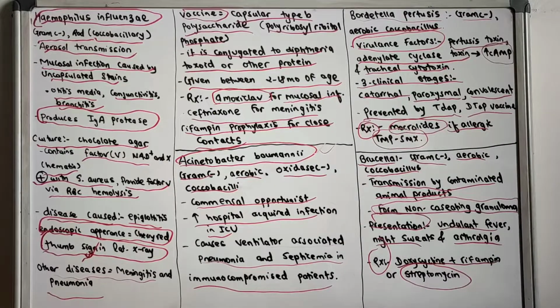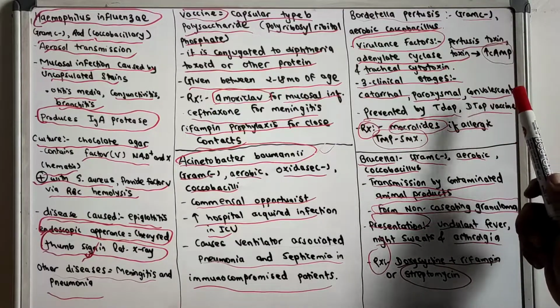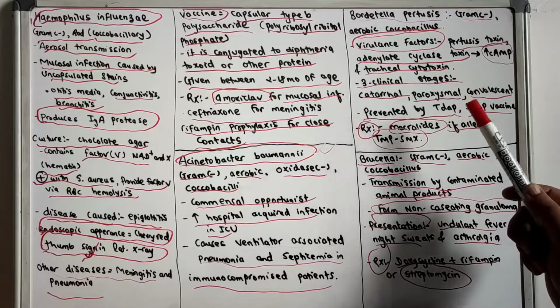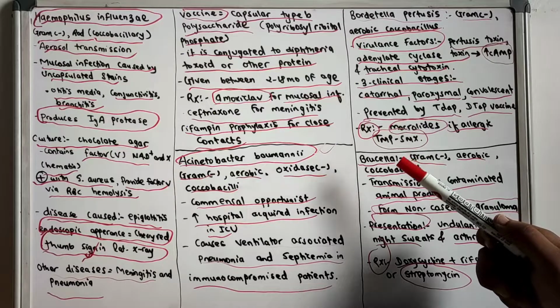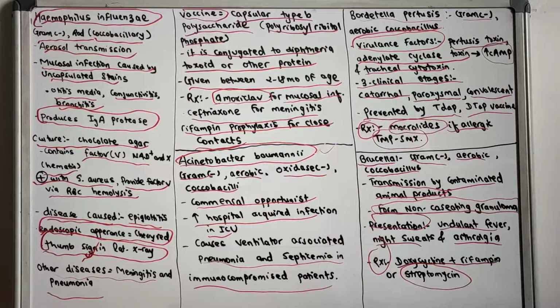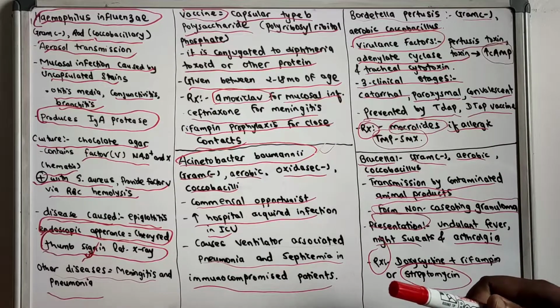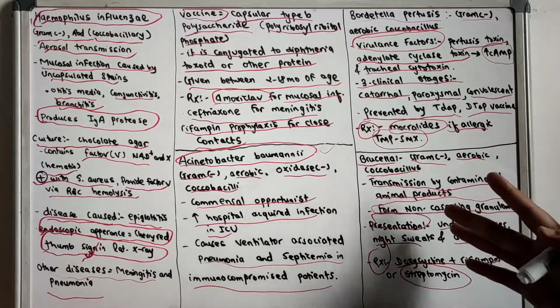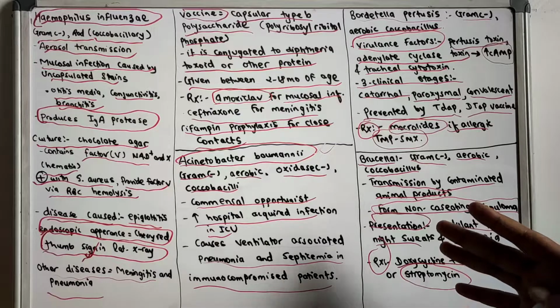Bordetella pertussis causes whooping cough in the paroxysmal stage. You have to know there are 3 clinical stages: catarrhal, paroxysmal, and convalescent. In the paroxysmal stage, there is the presence of whooping cough. And at last we talked about Brucella. You have to know that it is transmitted by contaminated animal products, and the presentation is undulant fever, night sweats, and arthralgia. I hope you understood these 4 topics of the various gram-negative organisms. Thank you.